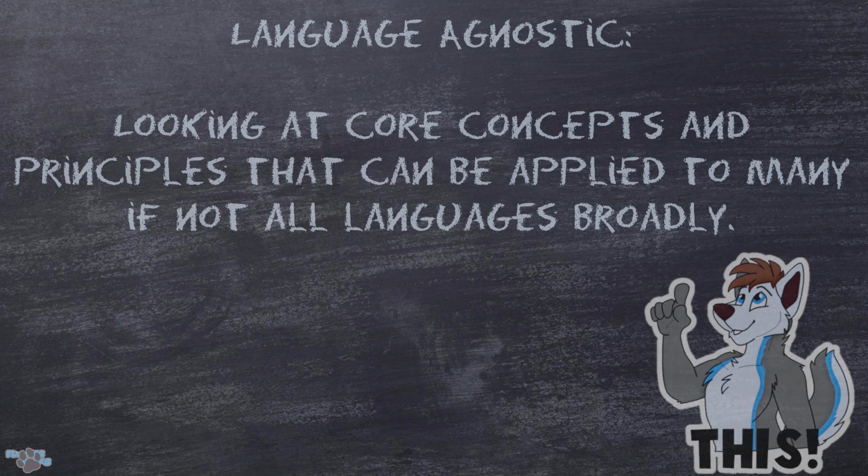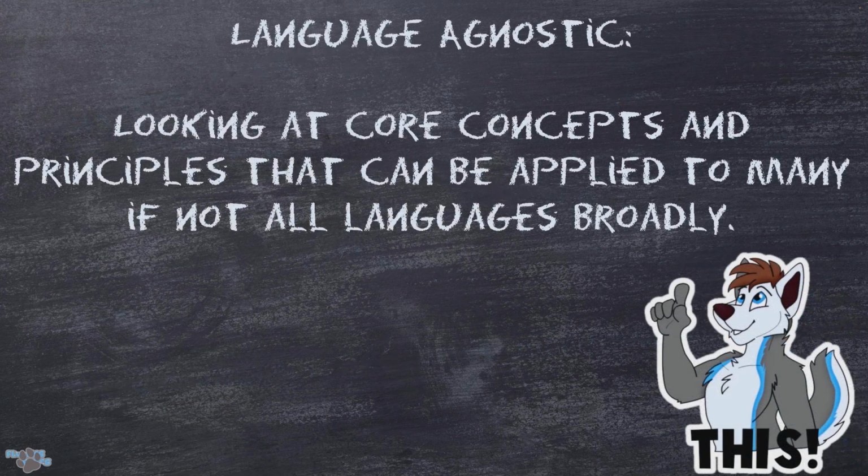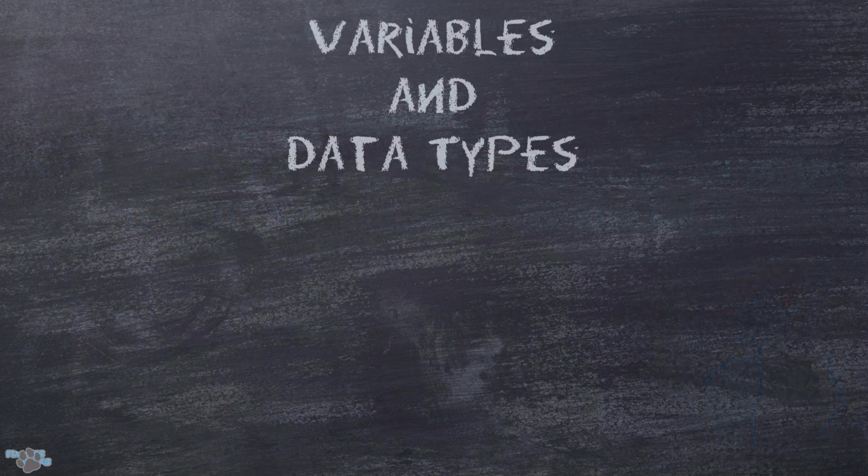What do I mean by this? Well, as you are probably aware, there are many languages developed over the past 80 years in order to interact with computers, and it would be almost impossible to describe them all in a video. So, we're going to look at the basic rules and concepts that most languages follow, to get a basic understanding of them. So let's begin. First up, we will look at variables and data types.